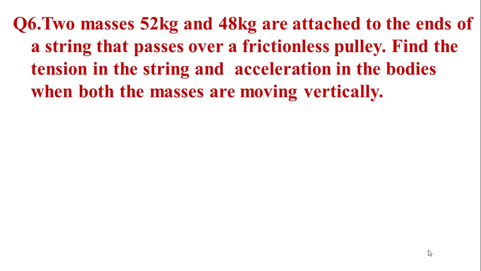In question number 6, two masses of 52 kg and 48 kg are attached to the ends of a string that passes over a frictionless pulley. Find the tension in the string and the acceleration of the bodies when both are moving vertically. First of all, write the given data.